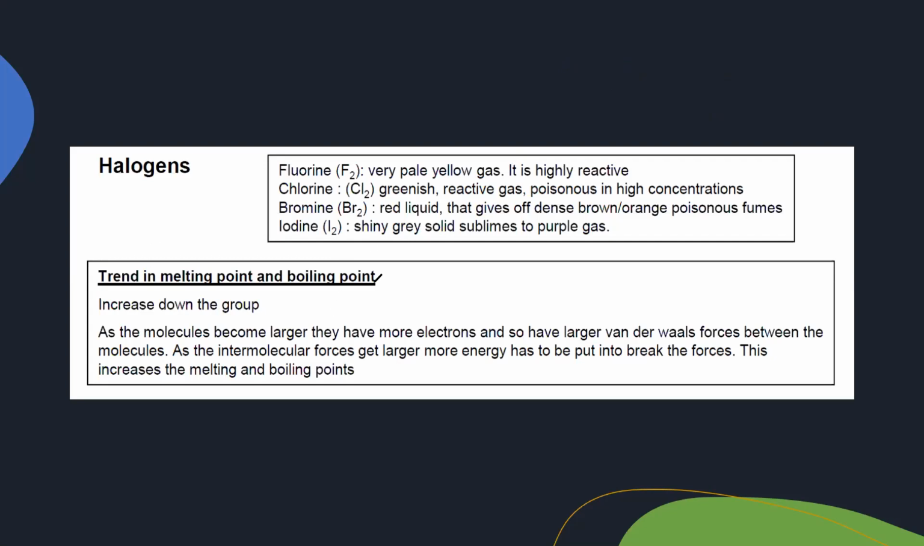Now, the trend in melting and boiling point. What we observe is that it increases as we go down the group. Why does it happen as we go down the group? Why is the melting point increasing? The same idea applies: first you have to compare the type of intermolecular forces. Intermolecular forces can be dipole forces, dipole-induced dipole forces, London dispersion forces, which are also weak van der Waals forces, or hydrogen bonds. So if you have fluorine, then you have chlorine.